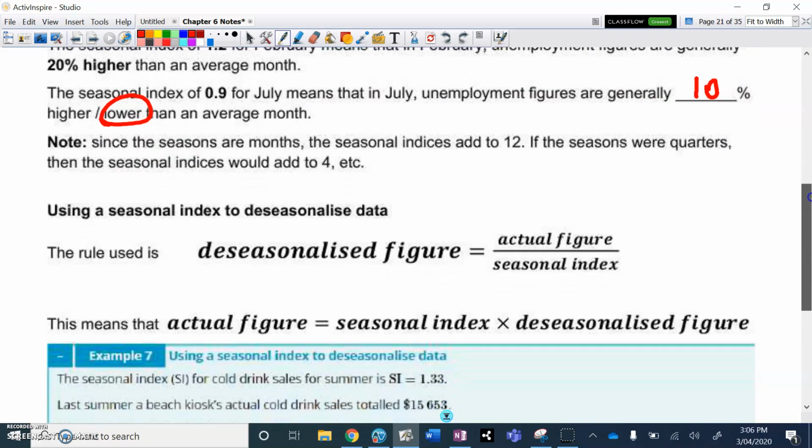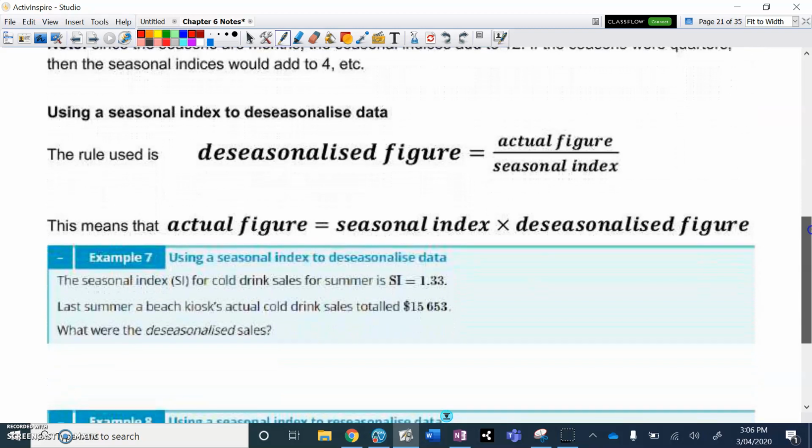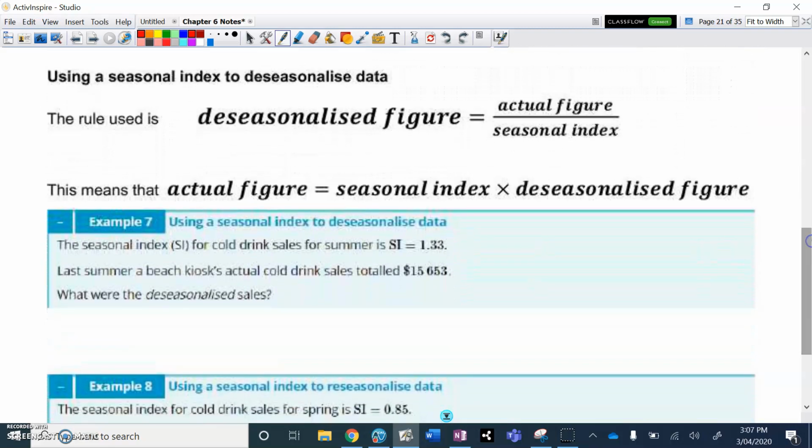So we use a seasonal index when we're deseasonalising a set of data. The formula is given there. A deseasonalised figure is just the actual figure divided by the seasonal index. Using algebra, if you were to rearrange that equation to find the actual figure on its own, it's basically just the deseasonalised figure multiplied by that seasonal index. There's a couple of examples from the textbook for you to try there.